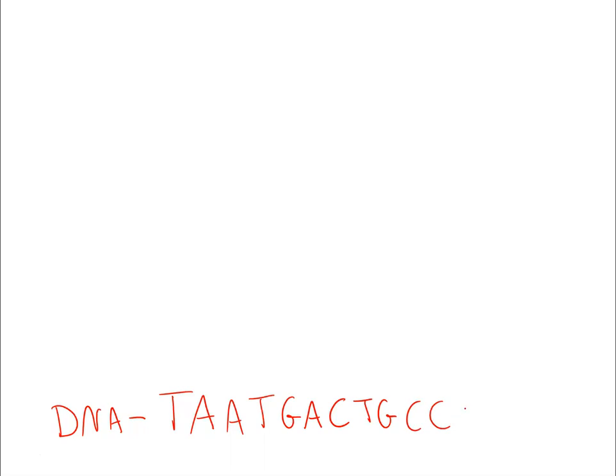So what I want to do is talk about transcription and translation as it occurs in the cells themselves, so you understand how all of this stuff that I just covered in the last two videos actually works. I'm going to start off by giving you a DNA sequence. The DNA sequence is going to read TAA, TGA, CTG, CCC.